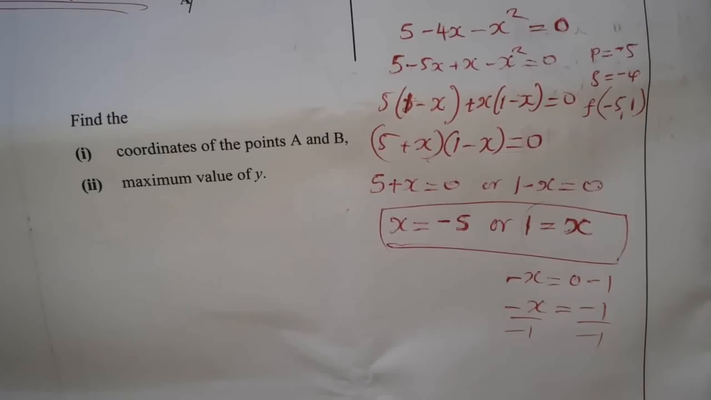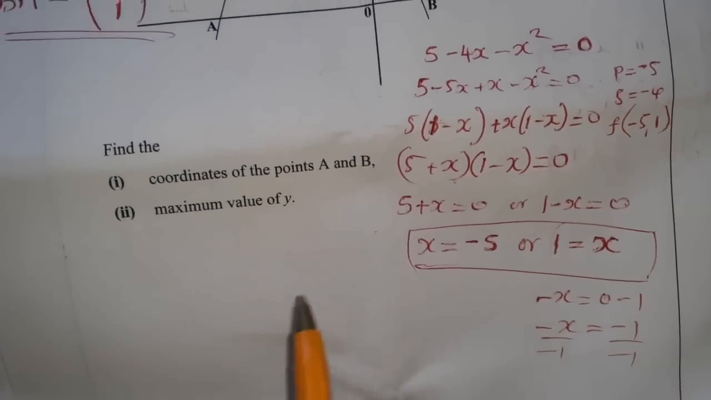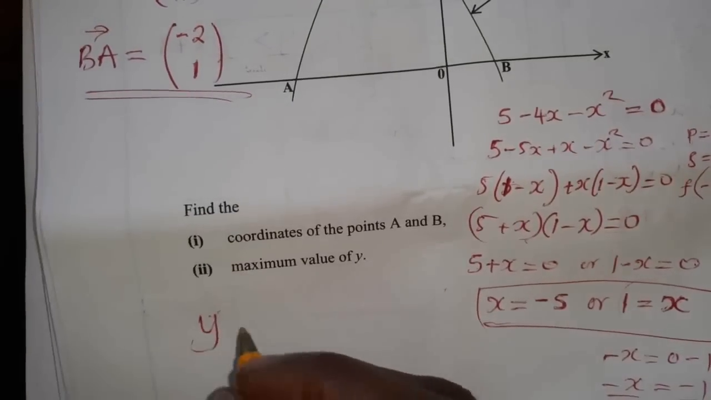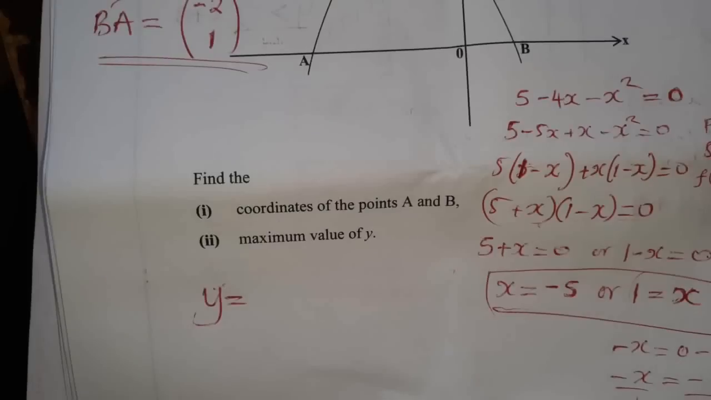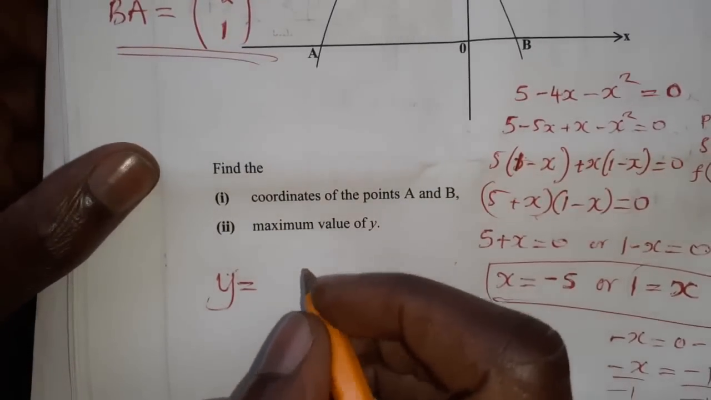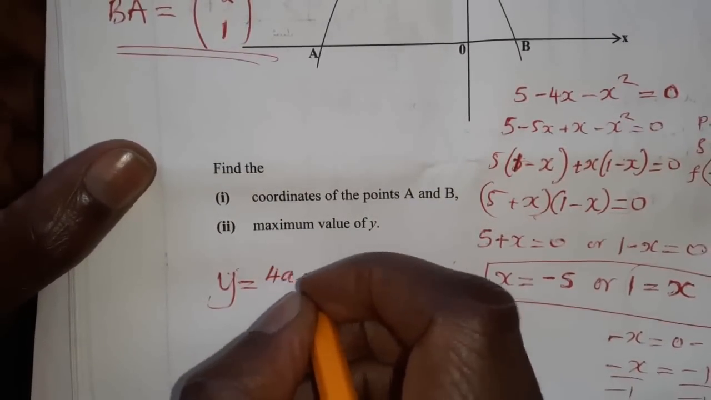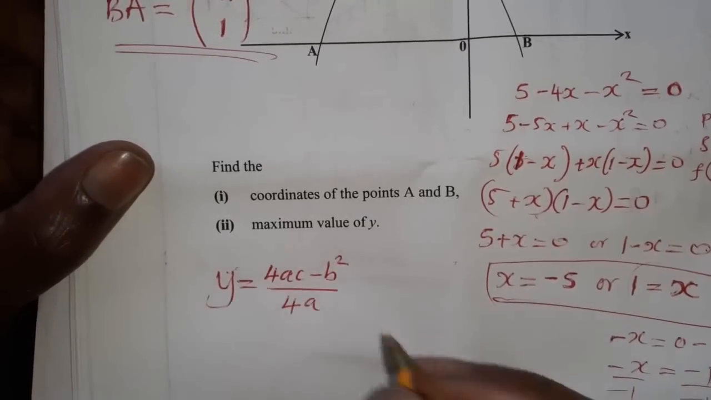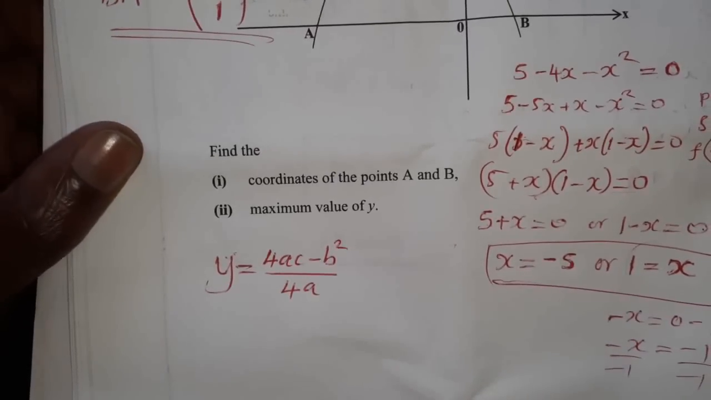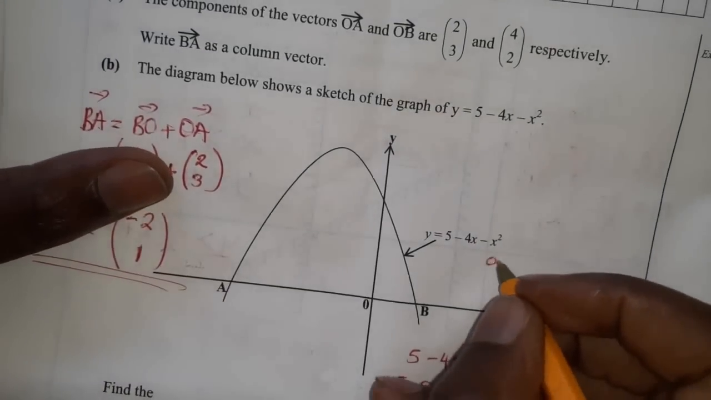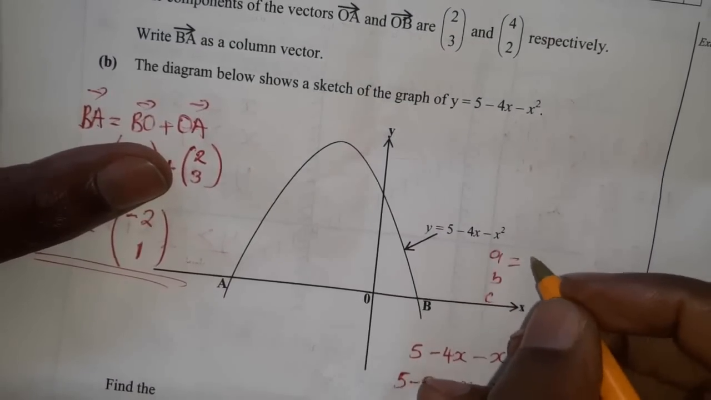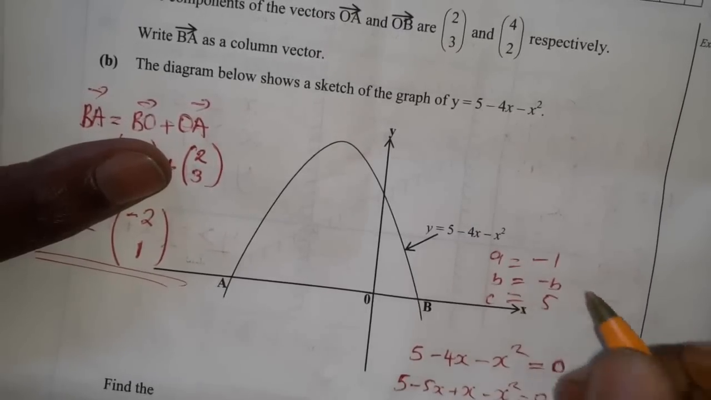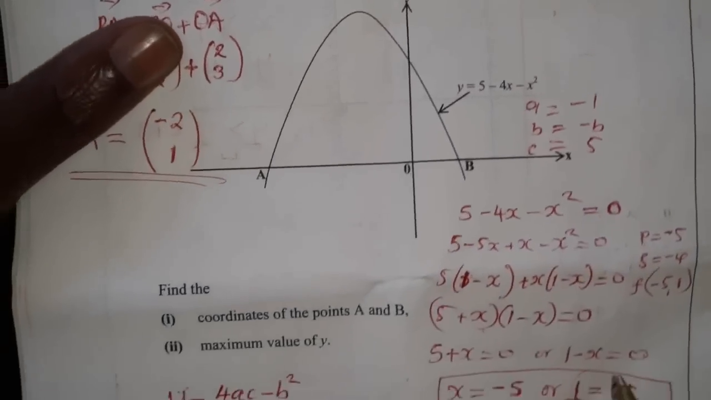Then we can come to the maximum value of y. So for the maximum value of y, there are 2 methods that we can use. So maybe we can stick to one, which is 4ac minus b squared over 4a. Now, here we have a, b, and c. What is our a? Our a is -1. Our b is -4, and our c is 5. Take note here.